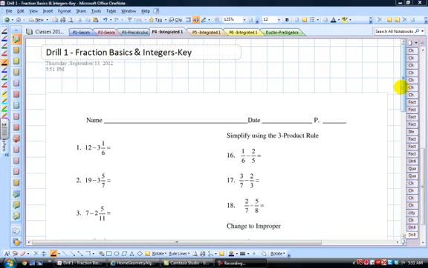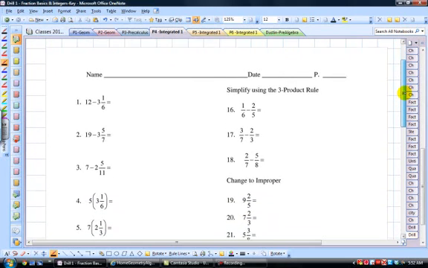Hey, good morning, everybody. This is Mr. Ainsworth. We're going to get into a drill which I call fraction basics and integers. This is going to help you through Unit 2 and Chapter 3 in Integrated 1. So have it side by side with your notes and use it when we solve equations through Chapter 3. Okay? We're going to start off with number 1 here.